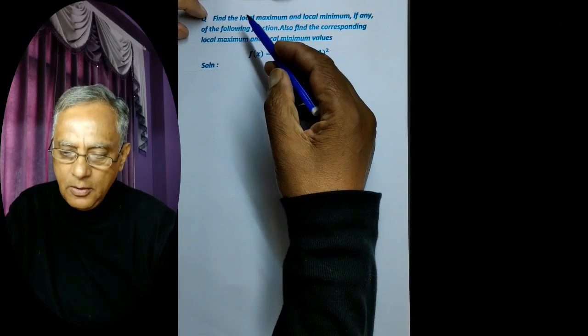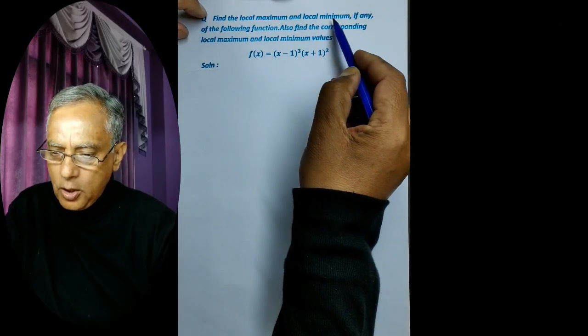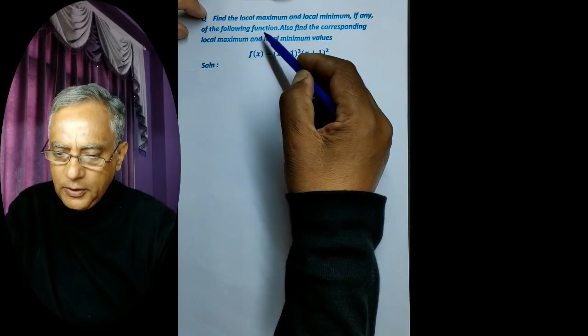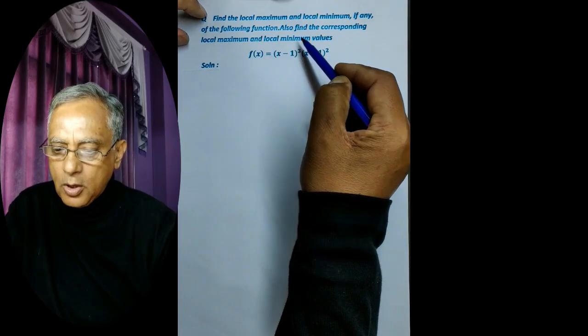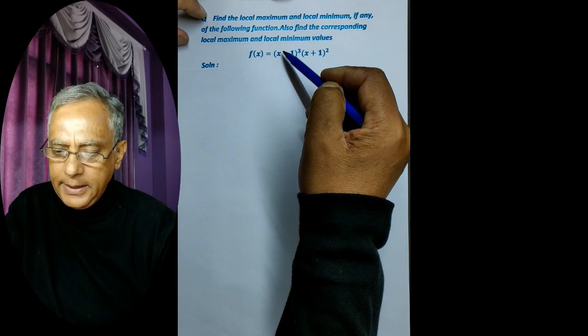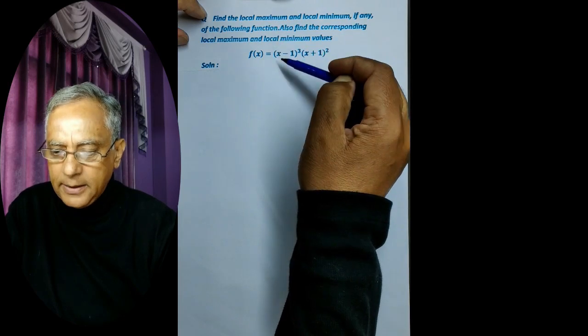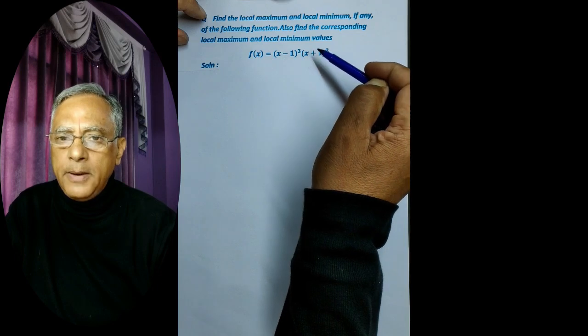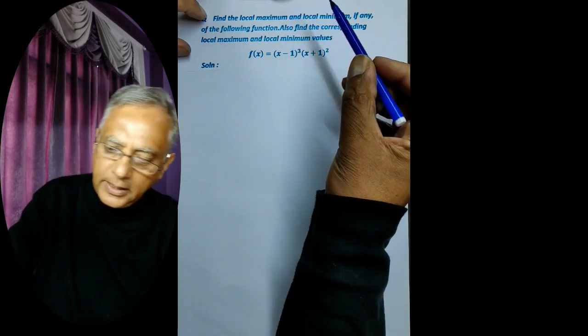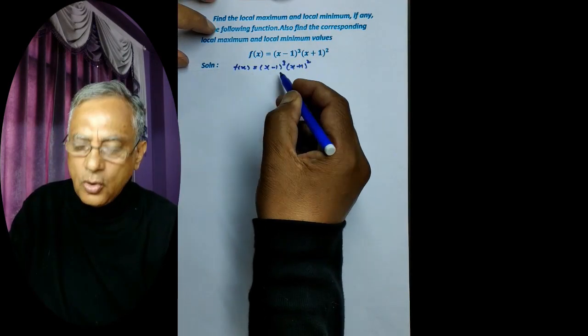Next question is to find the local maximum and local minimum, if any, of the following functions. Also find the corresponding local maximum and local minimum values. We have to find the points of local maximum and local minimum and the corresponding local maximum and local minimum values. So here we are given f(x) equal to this much.